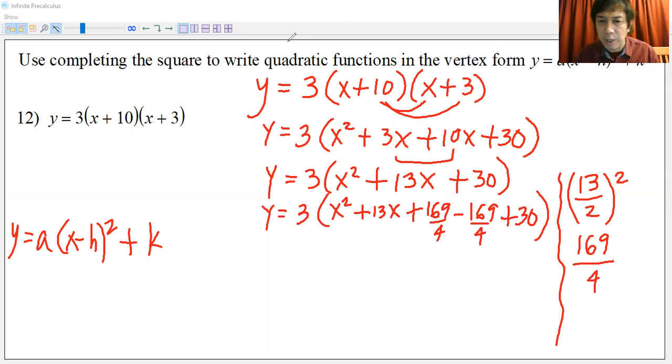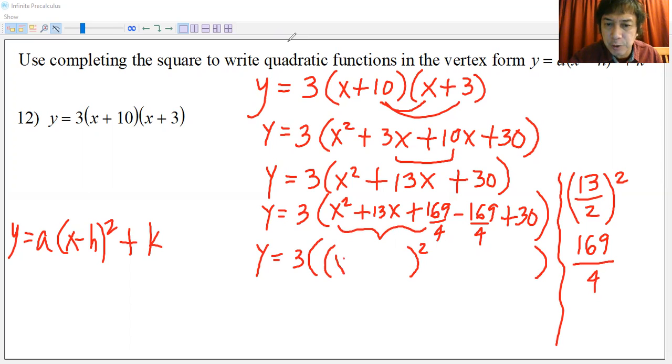After which we now have this trinomial that can be reduced to a binomial squared. So this will still be y equals 3 times, let's put the original parenthesis. The trinomial is now equal to binomial squared. And so this is now x. The 169 over 4, you will get the square root of that. That returns to 13 over 2. And then the sign in between them is the sign of the 13x.